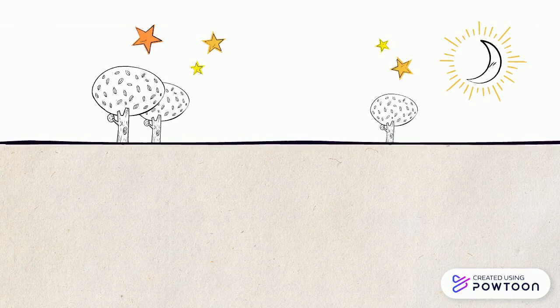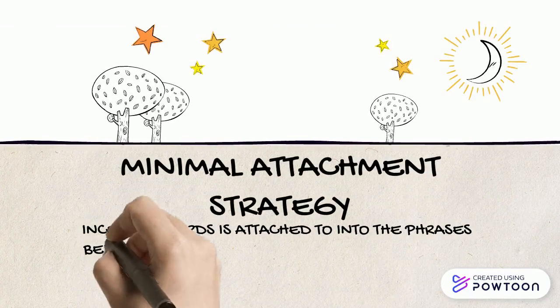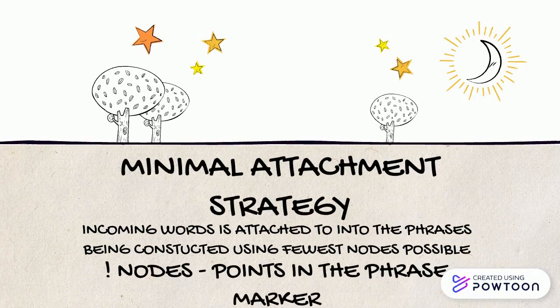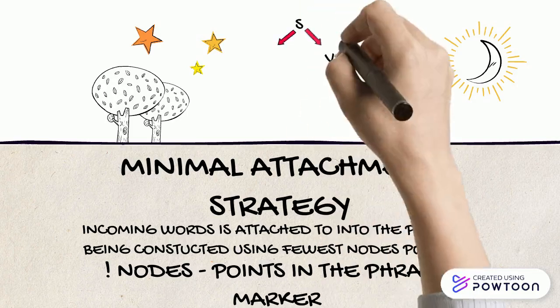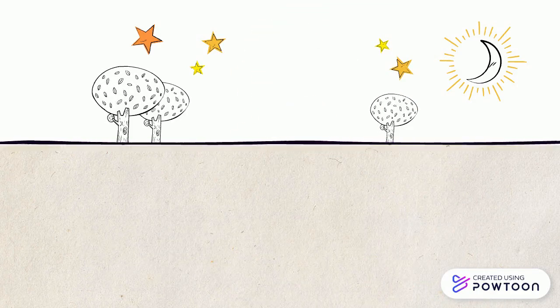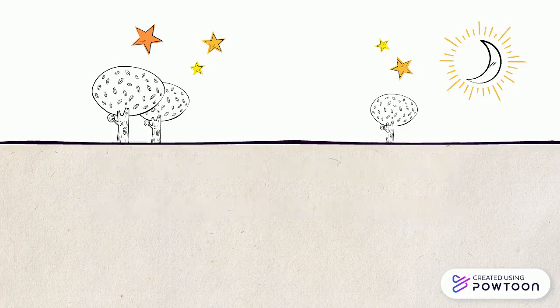In the minimal attachment strategy, incoming words are attached to the phrases being constructed using the fewest nodes possible. Note that nodes are the points in the phrase markers or tree, where, in this example, we see the S node, the VP node, the NP node, and so on. This is an example of a minimal attachment sentence: The criminal confessed his sins harmed many people.